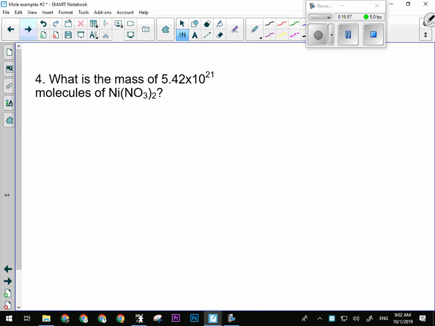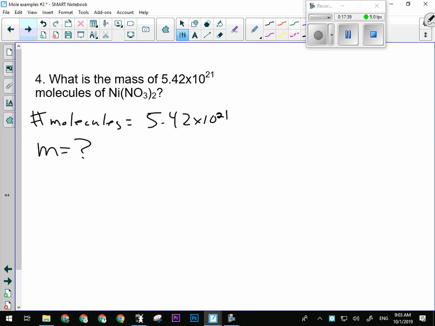Okay, last example. This one works exactly in reverse of what we just did. They give you the number of particles and want you to calculate the mass. The one we just did gave us the mass and wanted us to calculate the number of particles. So we're going to do everything backwards to do this. So writing down my givens, number of molecules equals 5.42 times 10 to the 21. Is that more or less than 1 mole? Less. A lot less, actually. Okay. And we know that we're looking for mass.